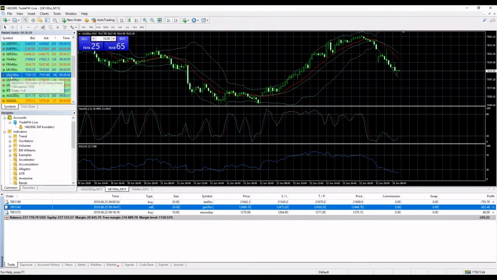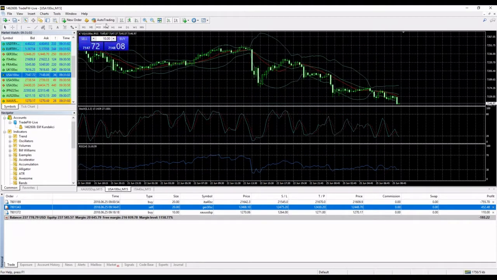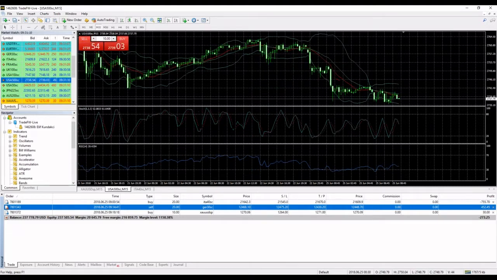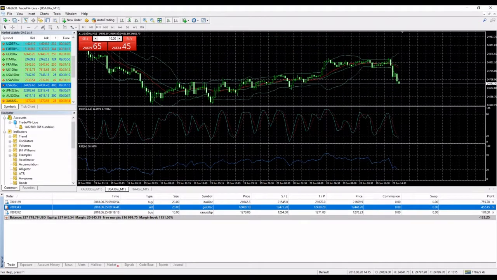USA 100, the same boring sideways movement. Yeah, the US indices, they don't look very interesting this morning. Maybe later on in the afternoon when New York wakes up.